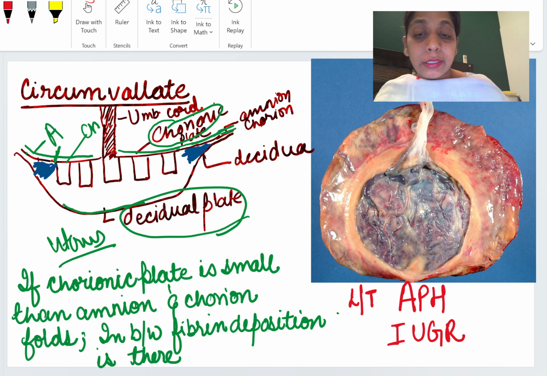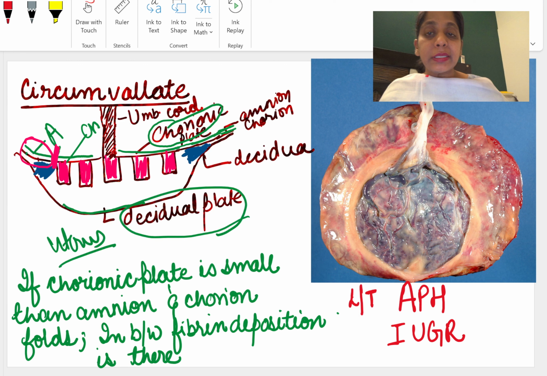I have to change the pen. Yes, from here the chorionic villi are coming. So these are the chorionic villi. So now we will say that before this whole part, this is amnion and chorion, and when chorionic villi come out, this is known as the chorionic plate. Okay, so what happens in circumvallate placenta is that the chorionic plate is short, is small.